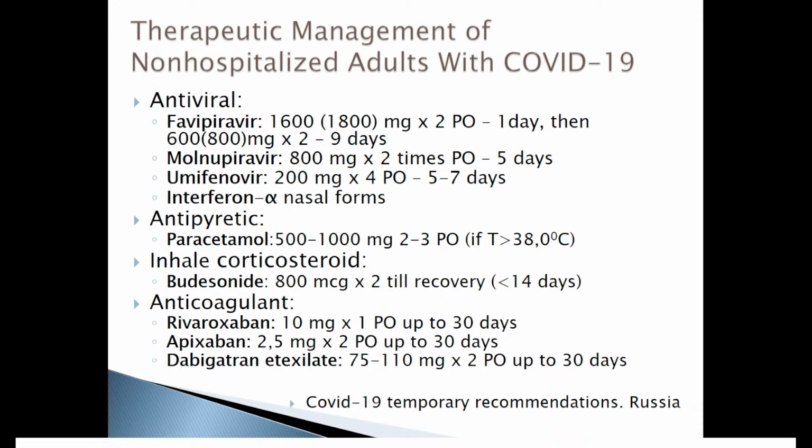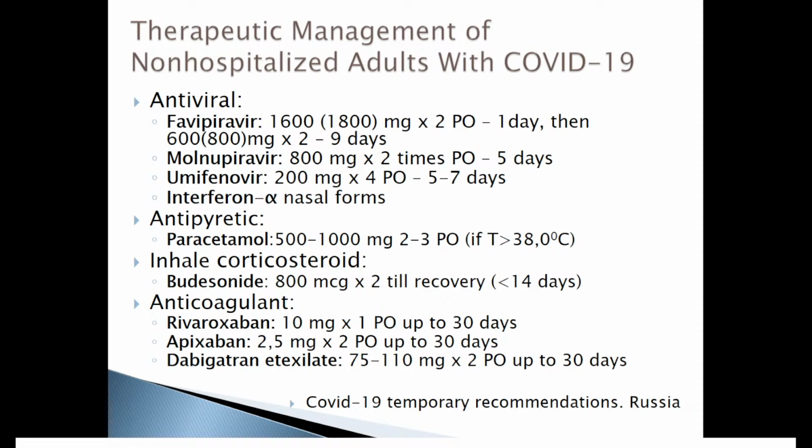Antivirals in our country include favipiravir, molnupiravir, umifenovir, and also may be used not an antiviral but a drug which increases immunity, interferon alpha in nasal forms. Antipyretics may be given in case of high temperature, but if the patient has a mild case, paracetamol shouldn't be used. Inhaled corticosteroids, topical corticosteroids, if the patient has dyspnea, it is possible to use them. And also oral anticoagulants may be given even in outpatients, not only in inpatients.